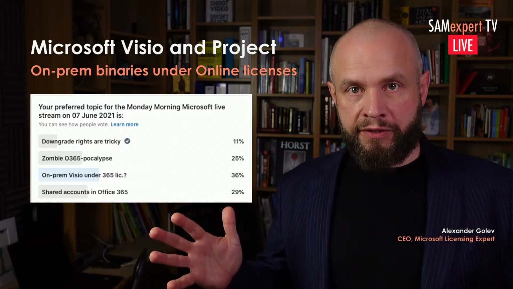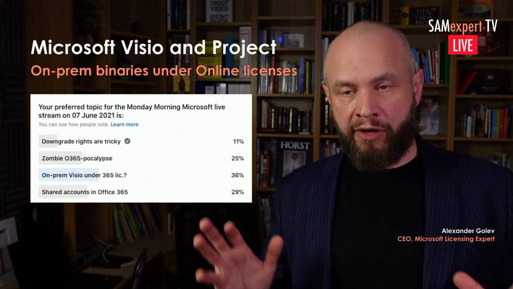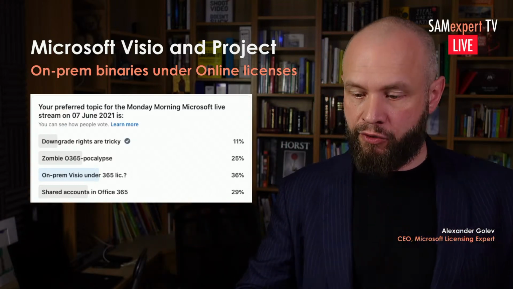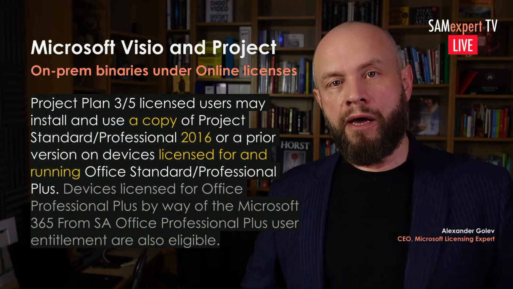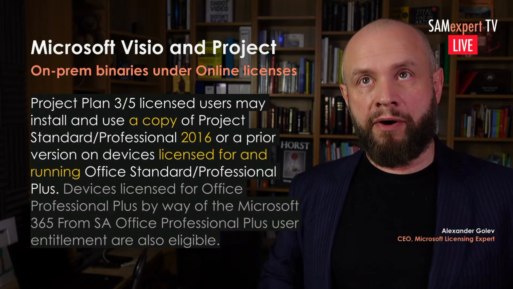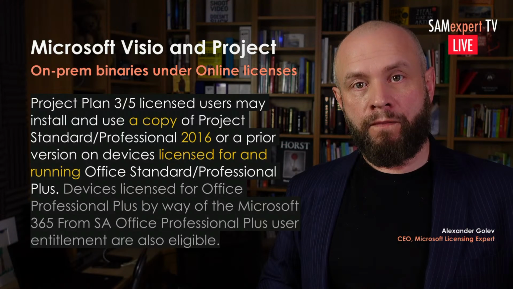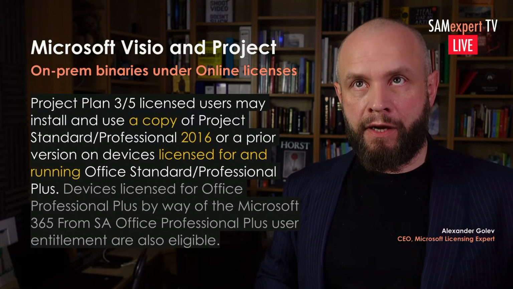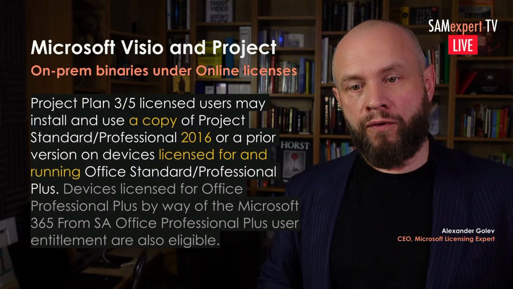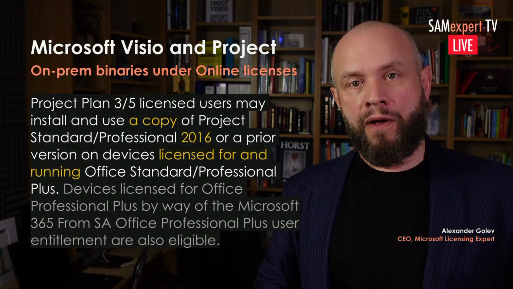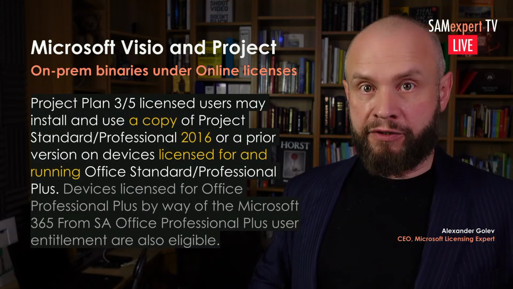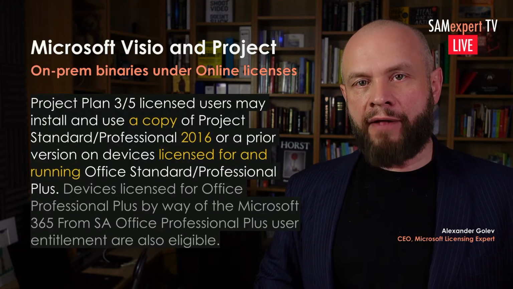Otherwise, you may not use online licenses to cover on-premises use of Microsoft Office packages, but you may, under certain conditions which are written here, and this is basically a quote from the Microsoft Product Terms website. So under these circumstances, you may install Office and Visio to use its traditional binaries, 2016 and earlier, which is another thing that you need to remember. Traditional binaries under an online license.